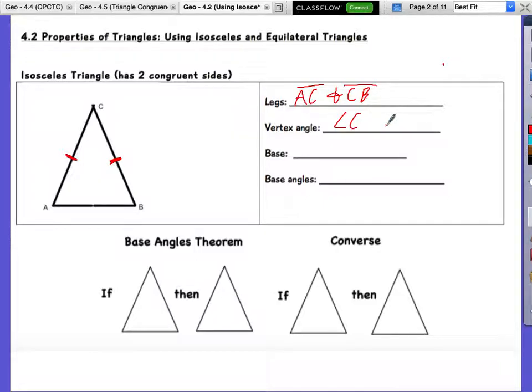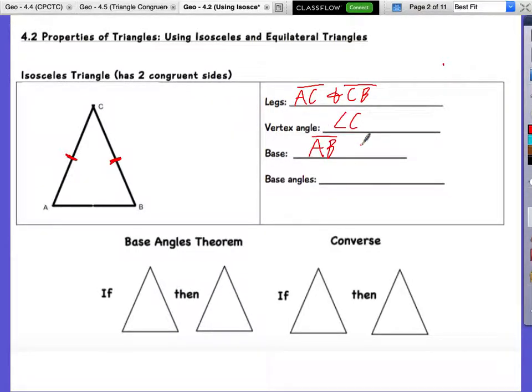So once again, this is for isosceles triangles. Not only do we have legs, we also have the base. The base is going to be the third side of the triangle that's not congruent to the other 2. So which of these sides would be the base? Can somebody raise your hand and tell me? Gracie: AB. Yes, segment AB would be the base.